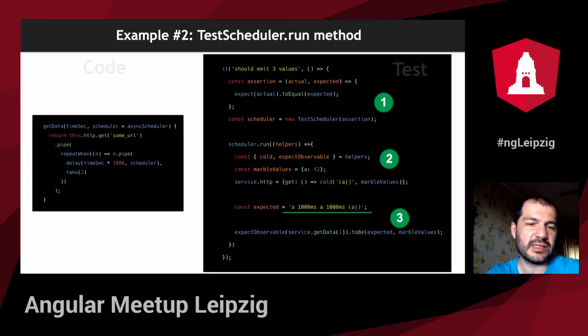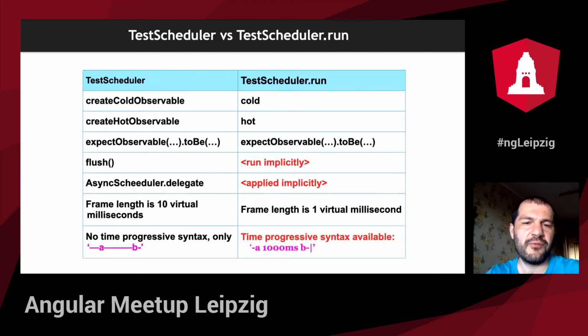You may ask, what is the difference between the old TestScheduler way of testing and the new TestScheduler.run method? Here is a small comparison of differences we have for these 2 methods of testing. The most noticeable distinctions are: frame duration is just 1 millisecond, unlike 10 milliseconds in the old TestScheduler way of testing. The flush method is called implicitly. The async scheduler delegate trick is applied implicitly as well, so we don't have to add a scheduler argument to our function and don't have to assign the TestScheduler delegate with the TestScheduler instance manually. And of course, time progressive syntax, a super convenient way of specifying delays in marble diagrams.